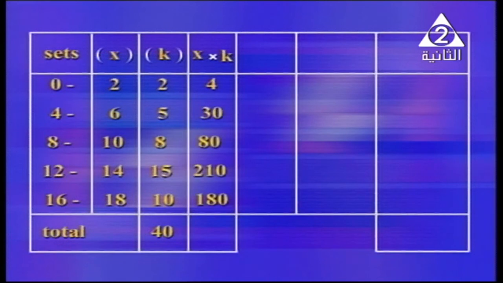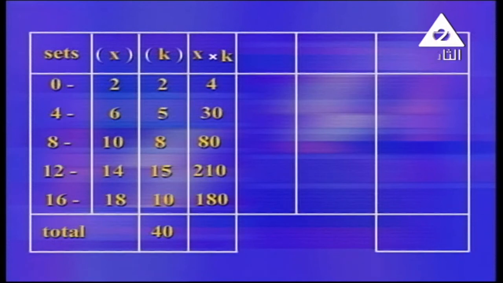Then what about k? K is the frequency, so k will be 2, 5, 8, 15, and 10. Then you are going to find the value of x times k. So to find x times k, it is 2 times 2 gives 4, 6 times 5 equals 30, 10 times 8 equals 80, 14 times 15 equals 210, and 18 times 10 equals 180. And you are going to notice that the sum of the values of k will be 40.